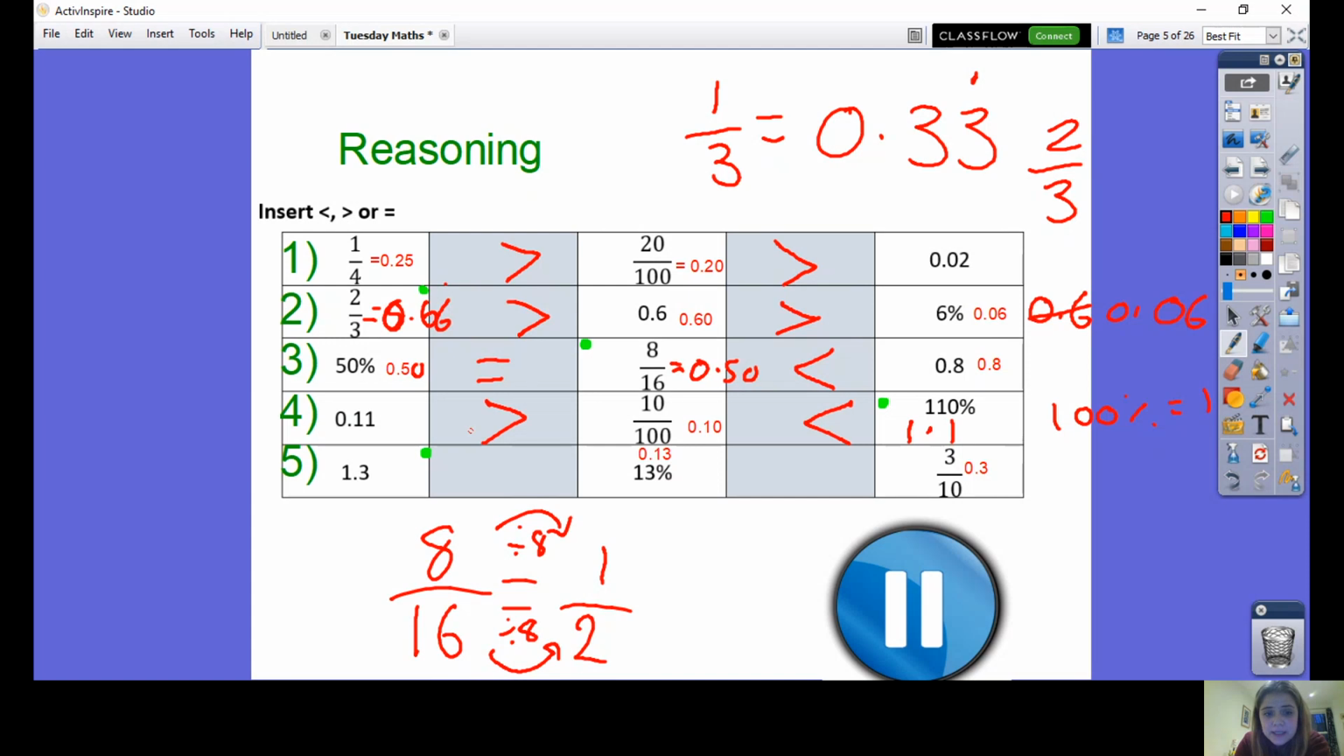1.3 on the left-hand side, we've got 0.13 and 0.3. I don't know why I've starred that one. We can see which are greater. Remember, that's 3/10, which is 0.30. Okay, well done if you got those ones, especially well done to those of you who got the ones that were a little bit trickier, like 8/16 or 2/3.